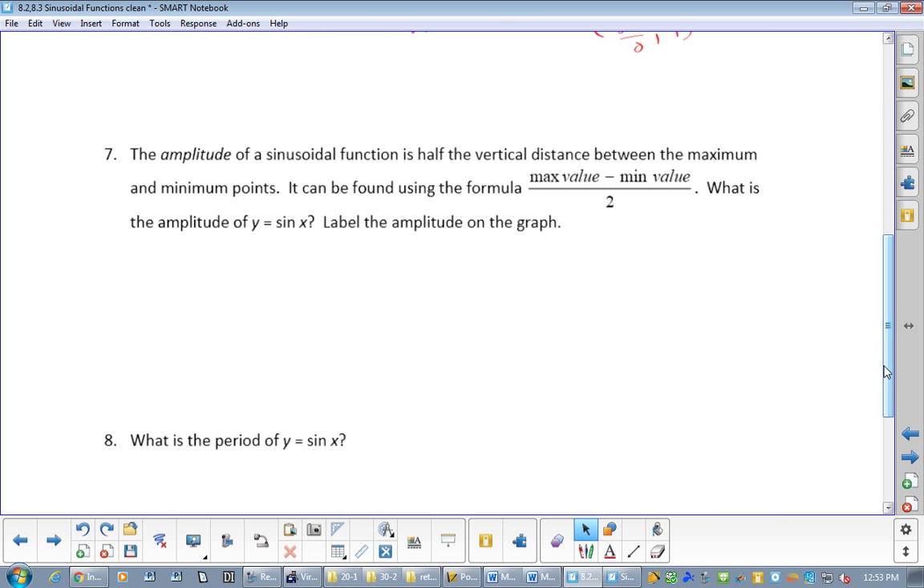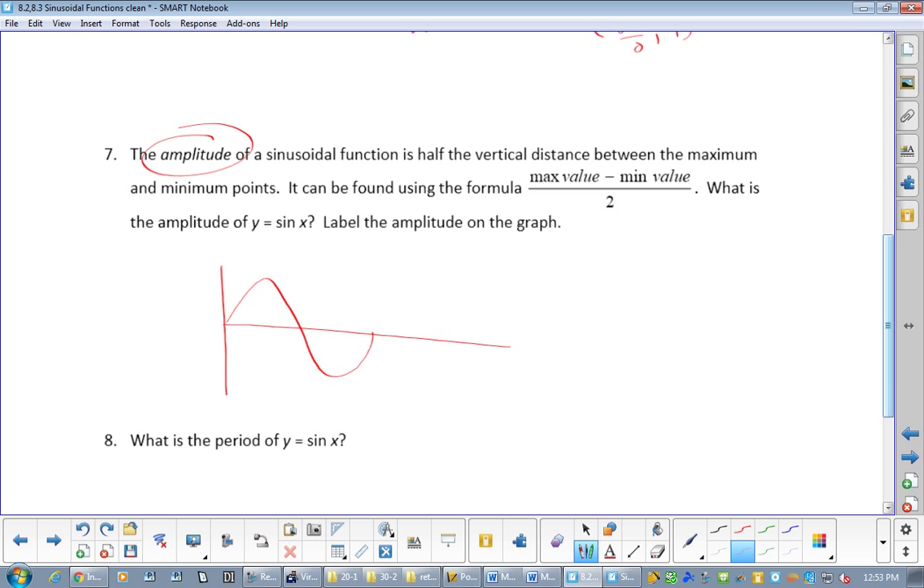Now, the first thing we're going to talk about is amplitude. Now, amplitude, okay, now draw a sine graph really fast. This will always be your amplitude, which will be the same thing as this, correct? Now, if you had to define that, where is the amplitude measured from?